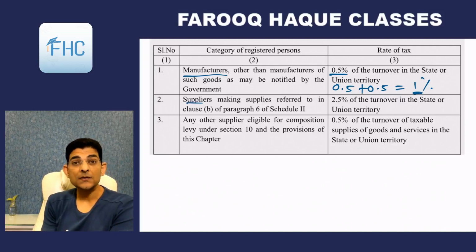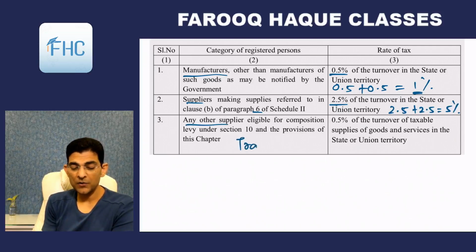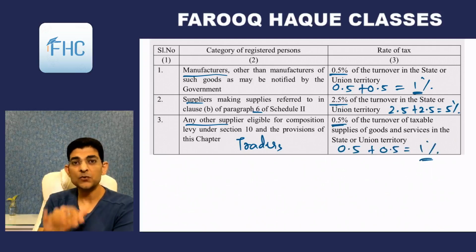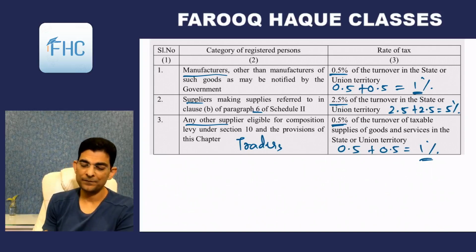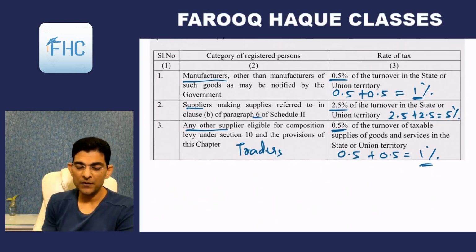Then for restaurants, paragraph 6 of schedule 2 clause B means restaurants and caterers, it is 2.5. Even the maximum was 2.5, the prescribed is also 2.5. So it will become 2.5 plus 2.5, total 5%. And any other supplier, that is basically the traders, the trading community, would have 0.5%, means 0.5 plus 0.5, maximum 1%. Not maximum, the actual rate is also 1%. So these you have to remember, the actual rates.